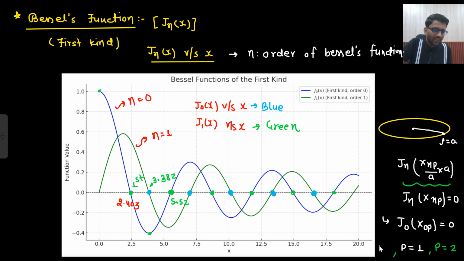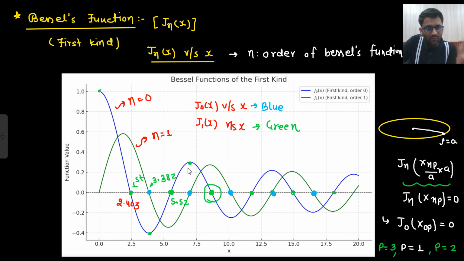If my p is equal to 3, that means where I am, this is p equals 1, this is p equals 2, this is p equals 3. If my p is equal to 3, that means I am at this point. And now at this point, 1, 2, 3 zeros have come, and 1 maxima, 2 maxima and 3 maxima have come.